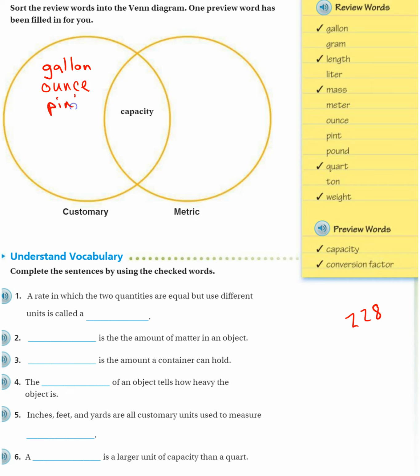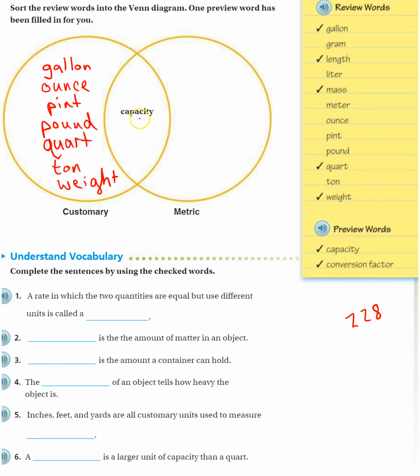Pint. Pint is usually found in liquid form when you're measuring liquid. Pound, that's how we measure how much we weigh. Quart. A quart is another one that's usually used to measure volume, like a quart of ice cream; ice cream usually comes in quarts. And ton, that is another measurement of weight, and that's when you get into 2,000 pounds plus. 2,000 pounds is 1 ton, so once you get over 2,000 pounds, you start talking about tons. And of course, weight.